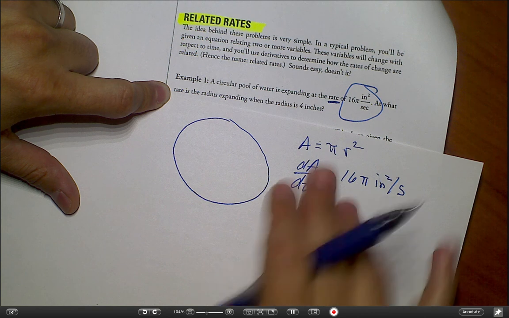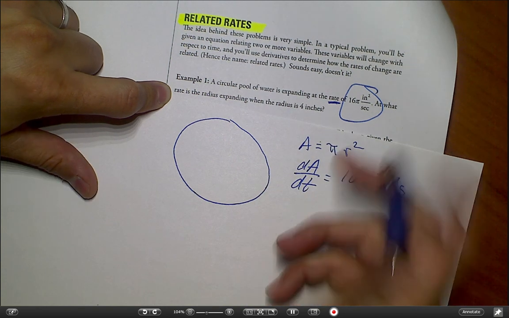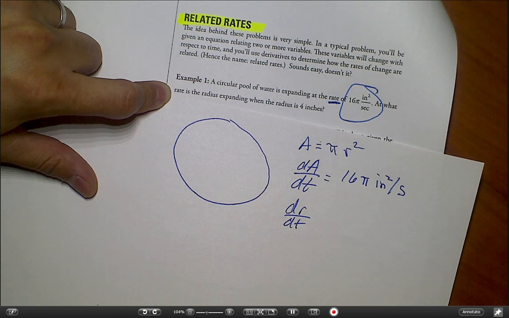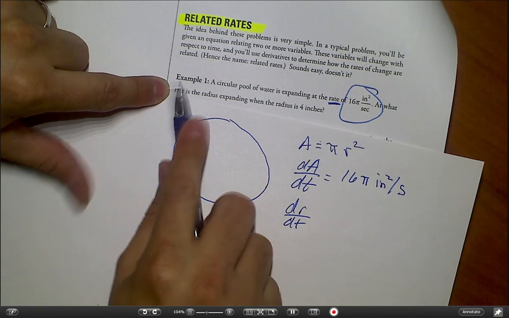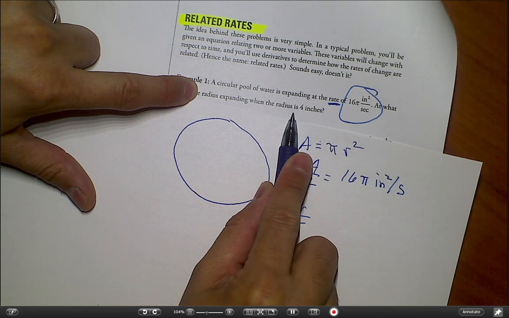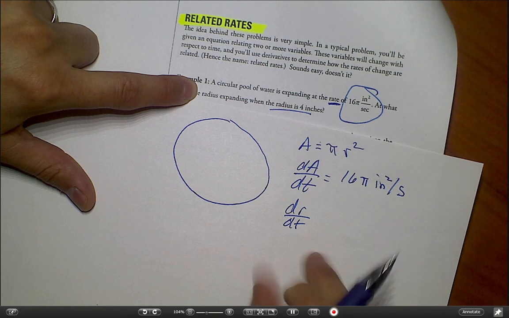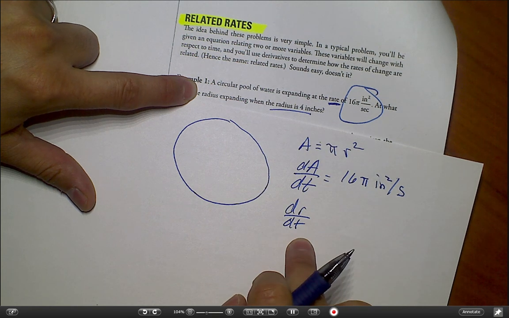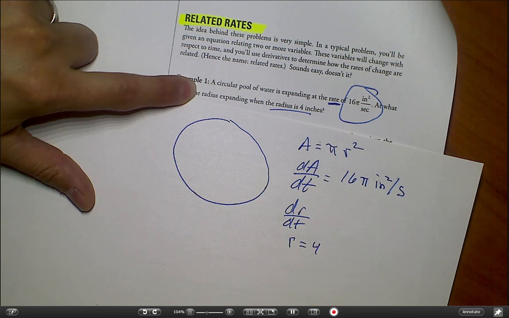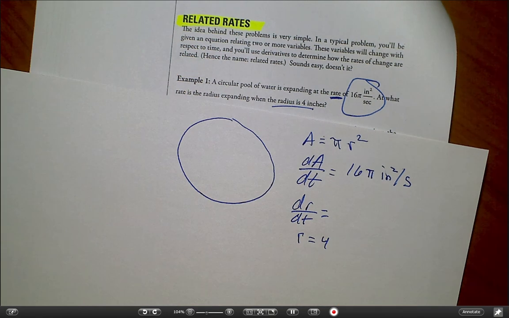Now, since these are related rates, I'm also going to have a dr/dt. At what rate is the radius expanding when the radius is 4 inches? So that means my radius is 4 inches. Now I have a dr/dt, which I'm going to solve for, and I know I have an r, which is going to be 4. So I know I'm solving for this. This is the one I'm going to be looking for.